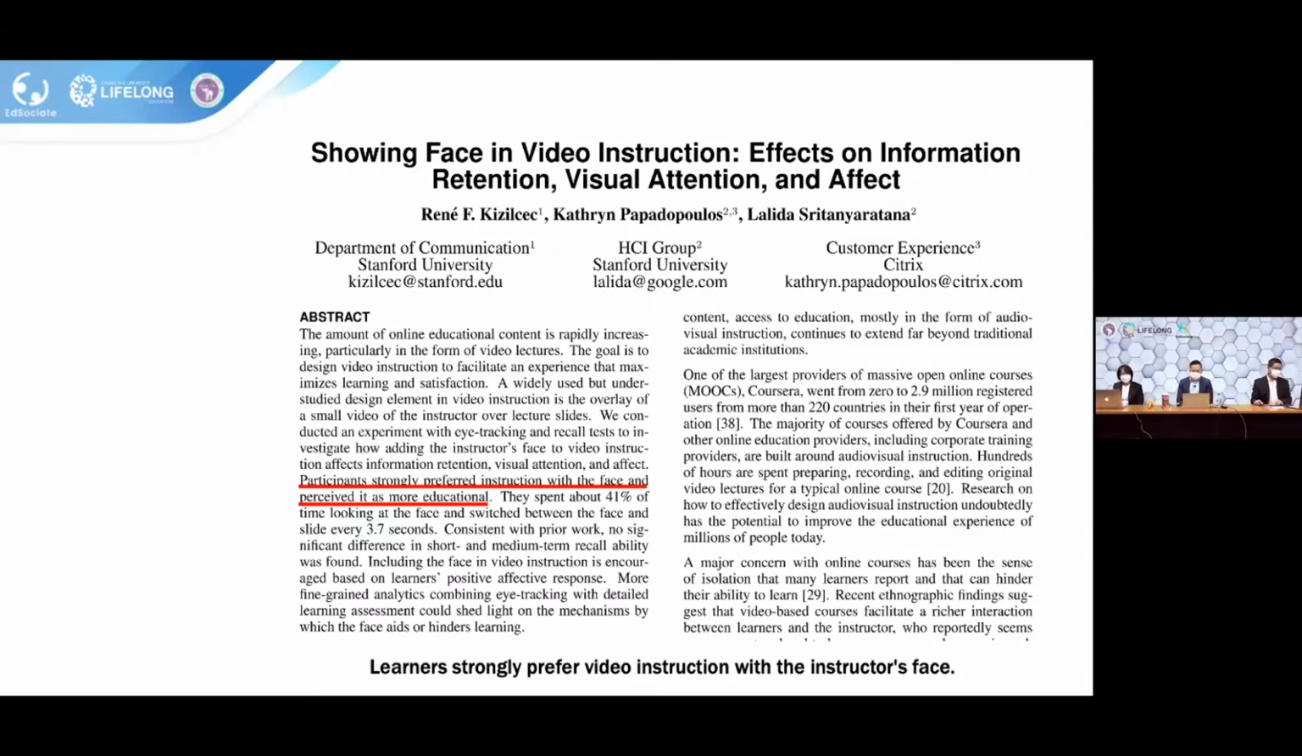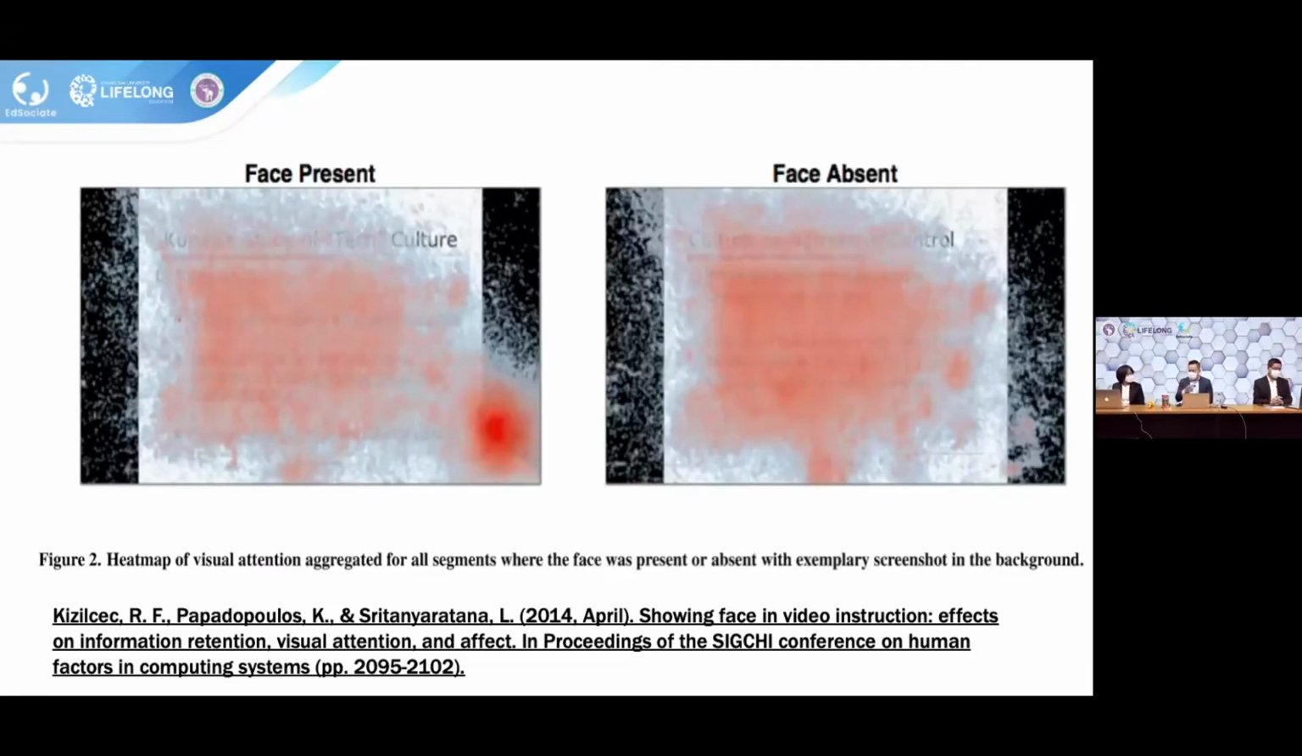A group of researchers from Stanford University conducted research to examine whether the face is present or absent. You can see the heat map of eye tracking, so it shows where we focus on the screen, between the experimental group and control group. And you will see that the red dots appear a lot at the instructor's face, at the bottom right corner.